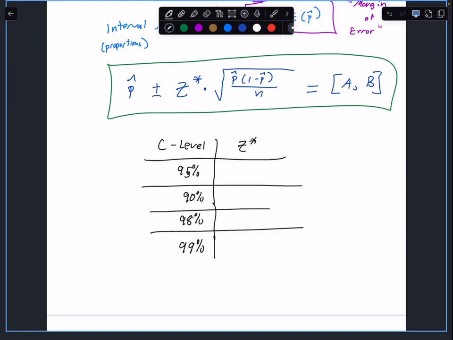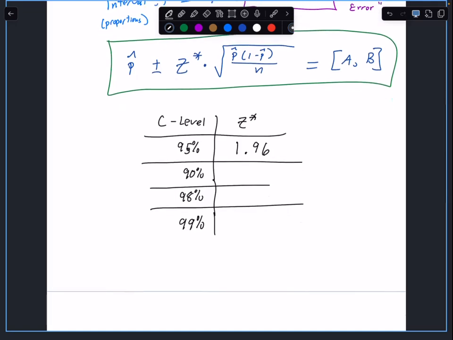And as such, the z star for 95% is, this one you should know, the most common one. It's not 2, it is 1.96. It's almost 2. We had started off the course saying about 2 standard deviations below and above will capture 95%. But in reality, it's 1.96 standard deviations, or in this case, standard errors. So 1.96 is the most common one we use, and that was the one we've used so far.